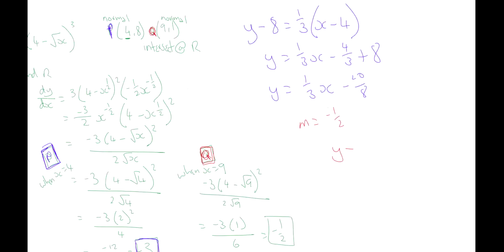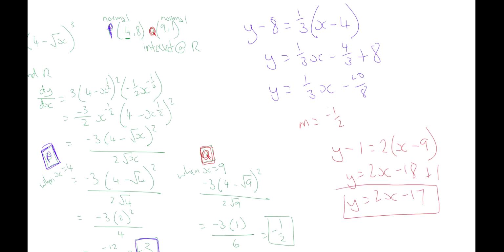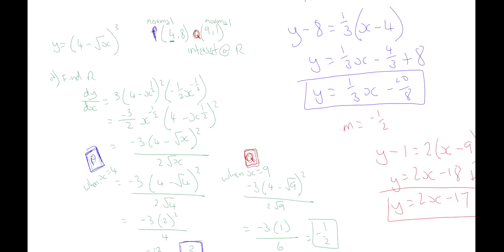Y minus y1 equals m. So what's the m for the normal? Positive 2, times x minus x1. This is going to be less terrible, no fractions this time. 2x minus 18 plus 1. So y is 2x minus 17. All right, so those are the two equations that we were asked to find. They are the equations of the normal at those 2 points.